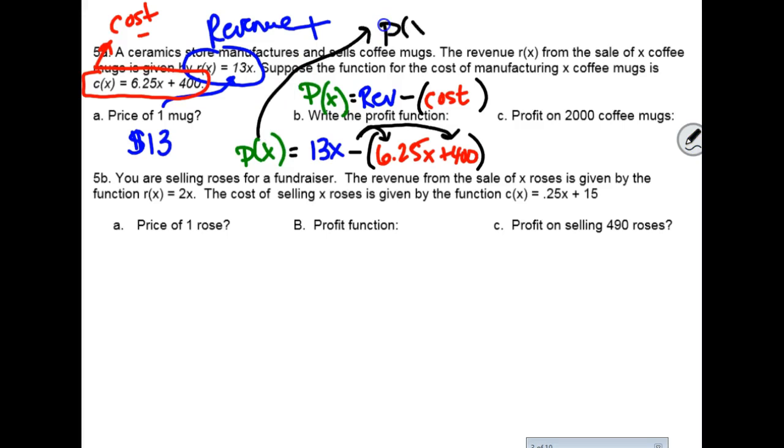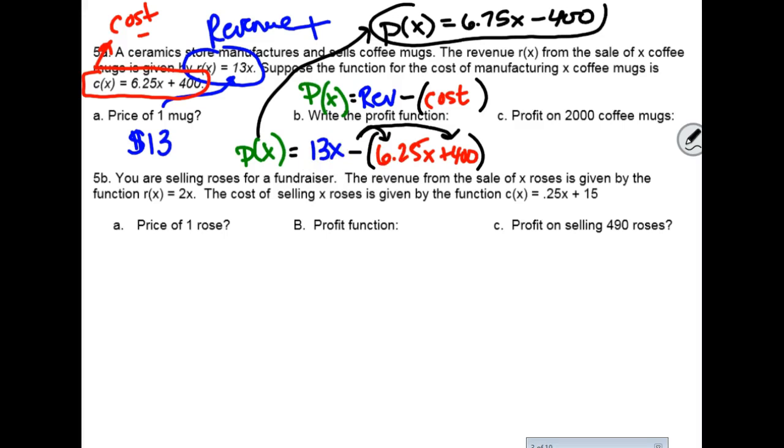So the profit function simplifies to, let's see, what does it come out to? 6.75x minus 400. Okay, there's the profit function. 6.75 showed up when we did 13x minus 6.25x.